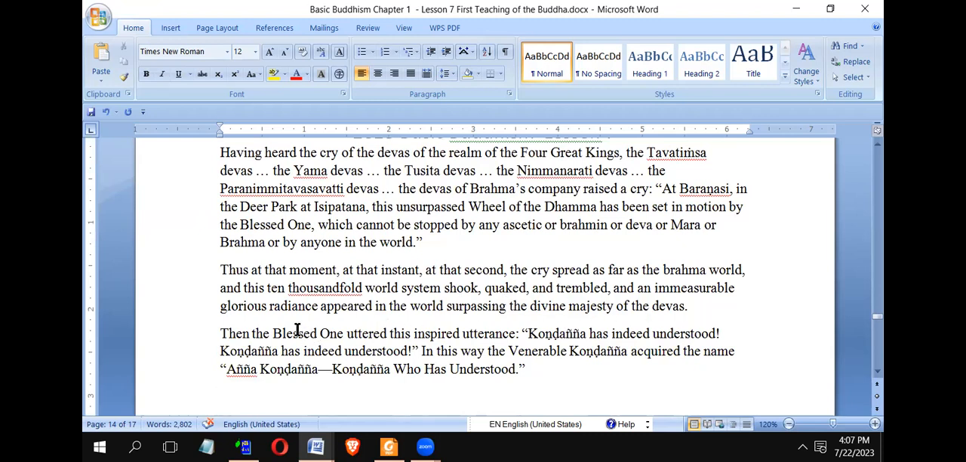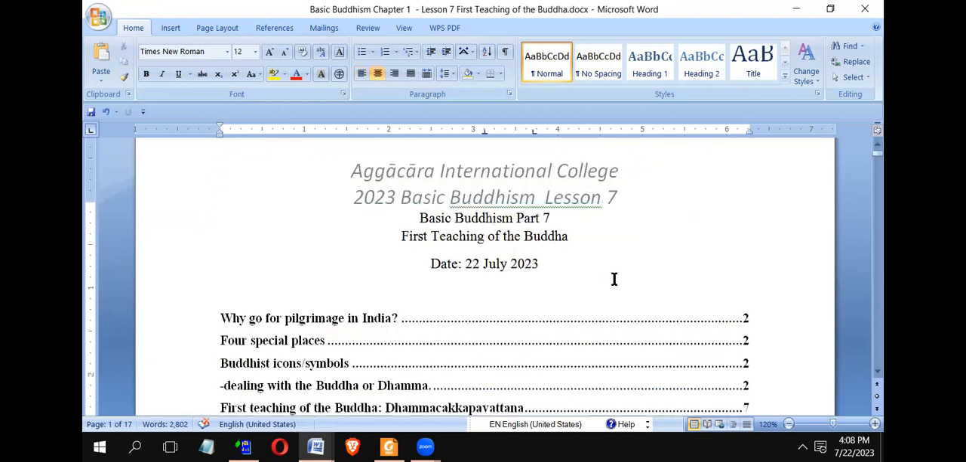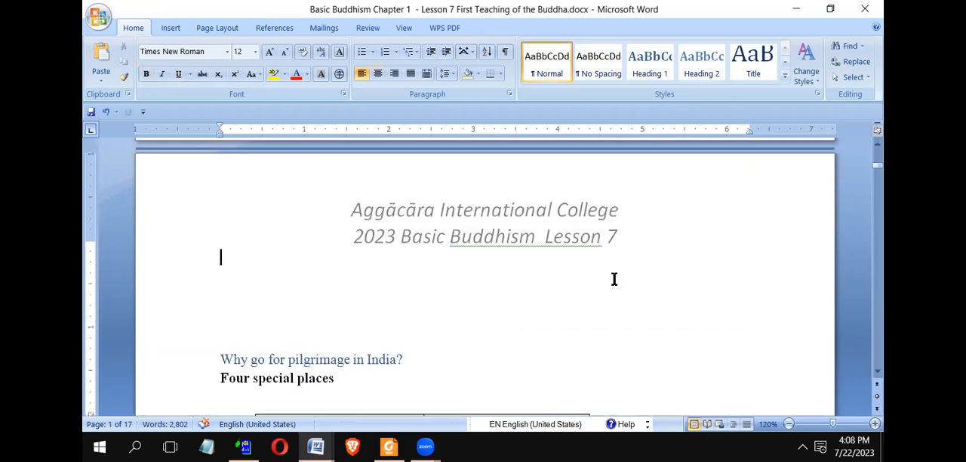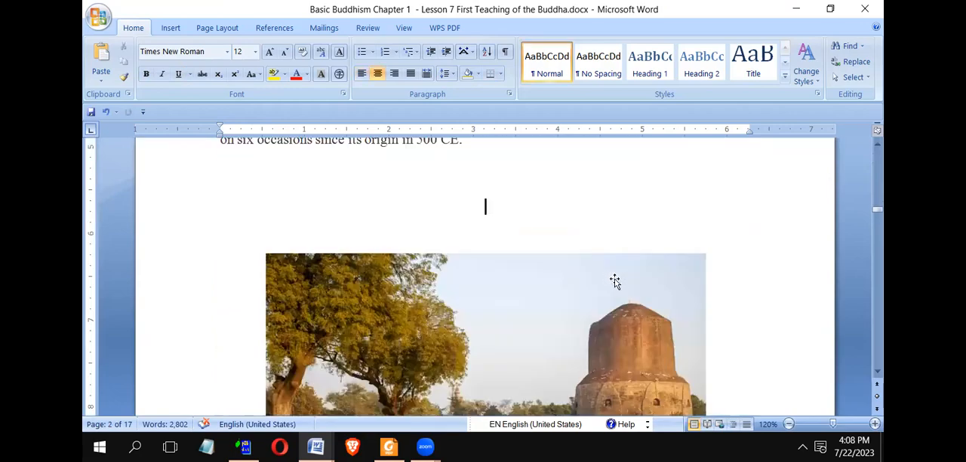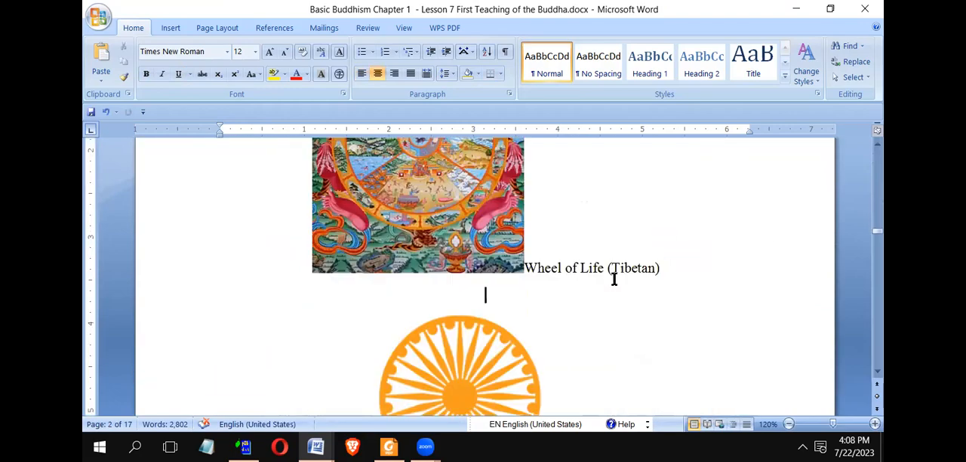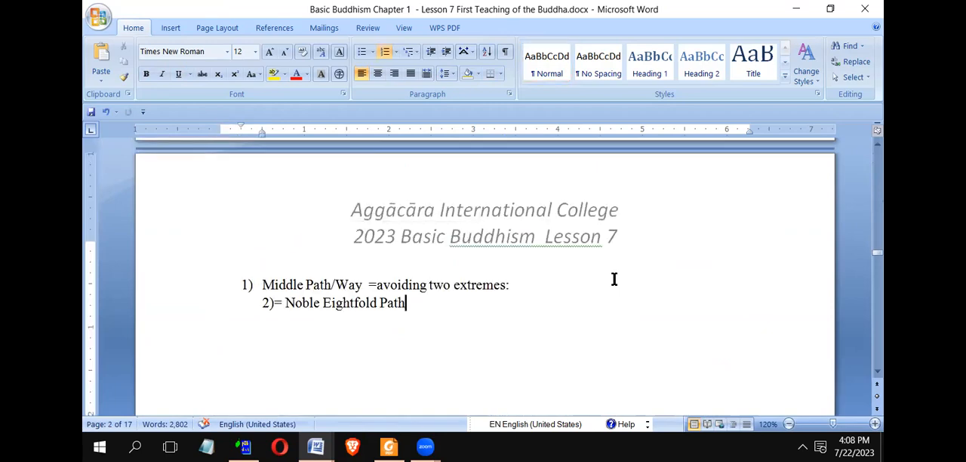Then the Blessed One uttered this inspired utterance: Kondanya has understood, Kondanya has understood. That's why he acquired the name Annata Kondanya, Kondanya who has understood. So that's the end. In the Buddha's teaching, if you notice, it's very nice because you have the introduction, the middle, and the conclusion. All right, so let's look at the introduction. What is the introduction?